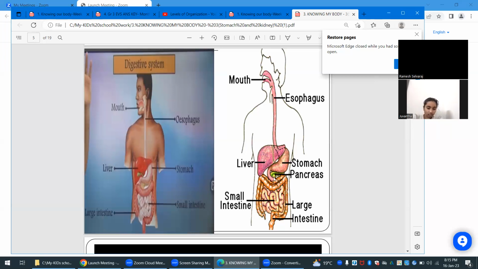So the pancreas is the one that gives insulin. That's it. Just remember that small thing. What does it give? Insulin.